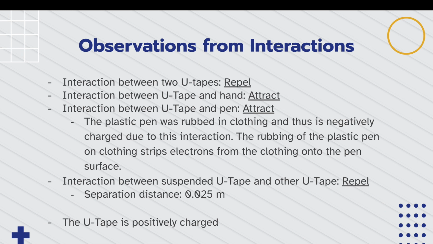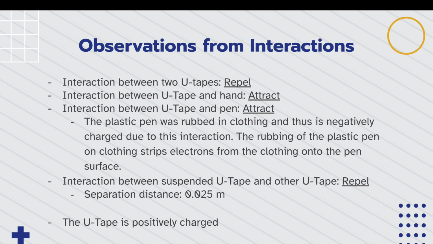Here we have the main observations from the interactions with the U-tape. After the interaction between two U-tapes, it was observed that they repel. However, when the U-tape interacted with my hand or with a pen, it attracted. In this experiment, the plastic pen was rubbed on clothing, which caused the pen to be negatively charged. And lastly, the interaction between the suspended U-tape and another U-tape repelled.